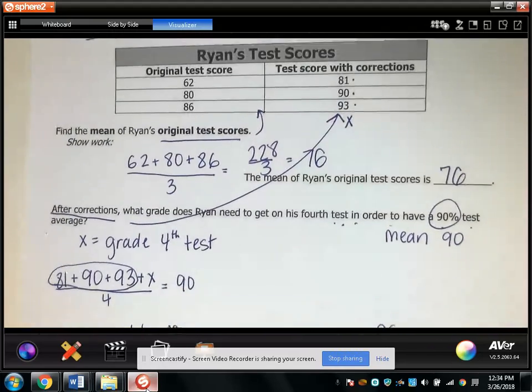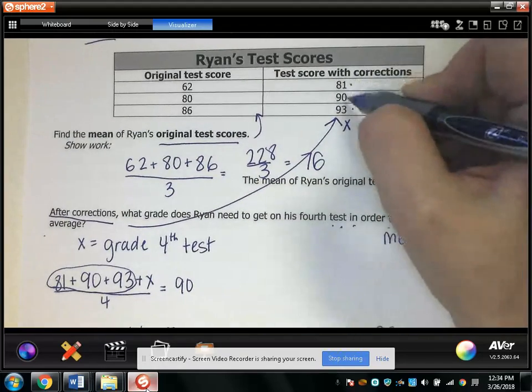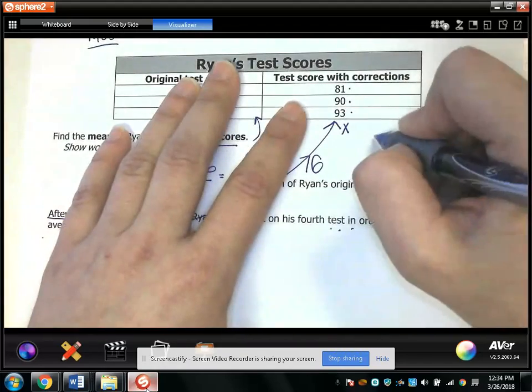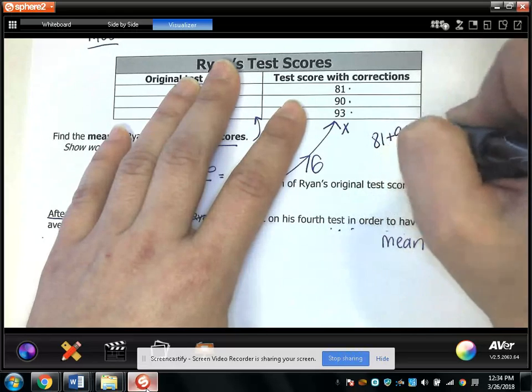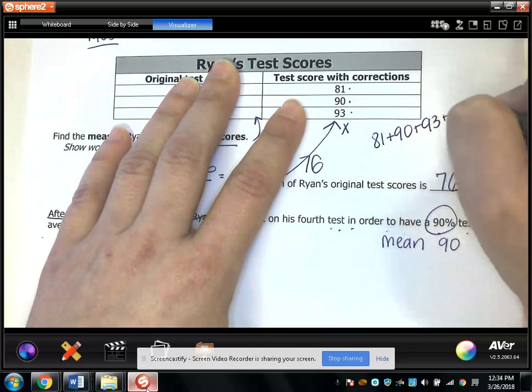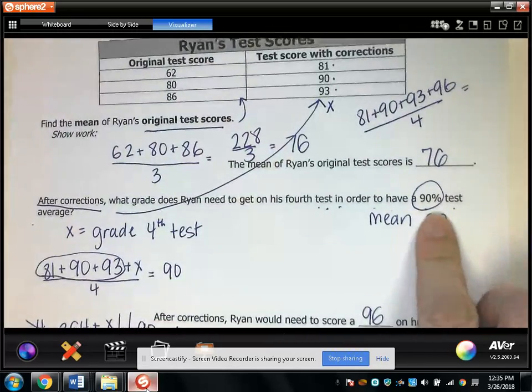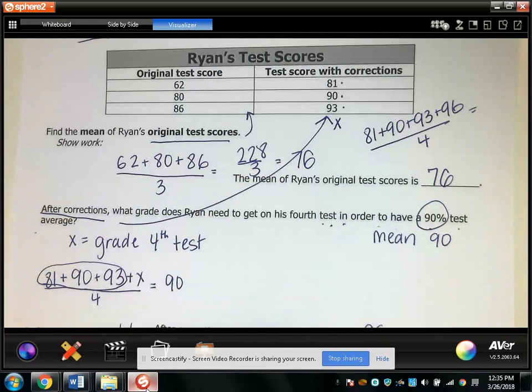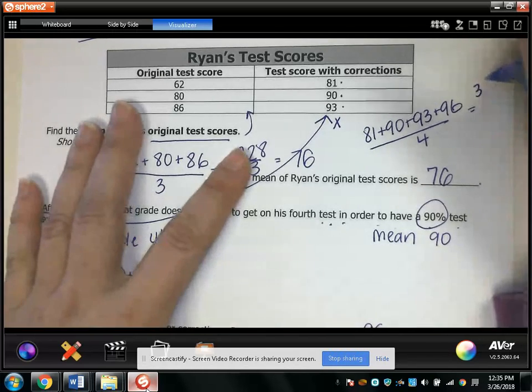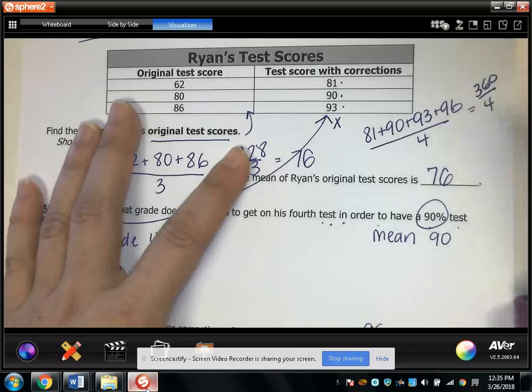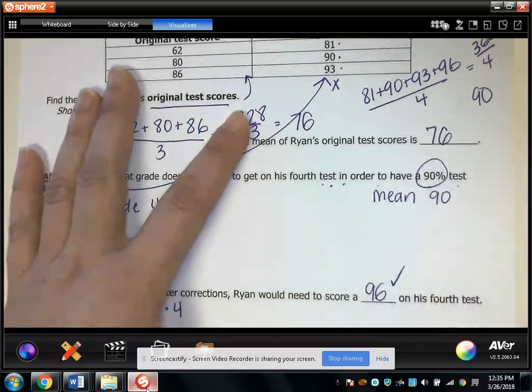Now to check this, you can say, okay, 81 plus 90 plus 93 plus 96. If I average those together, would I get a 90% test average? Let's see. 81 plus 90 plus 93 plus 96, that is 360. 360 divided by 4 is 90. So I know that my answer is correct.